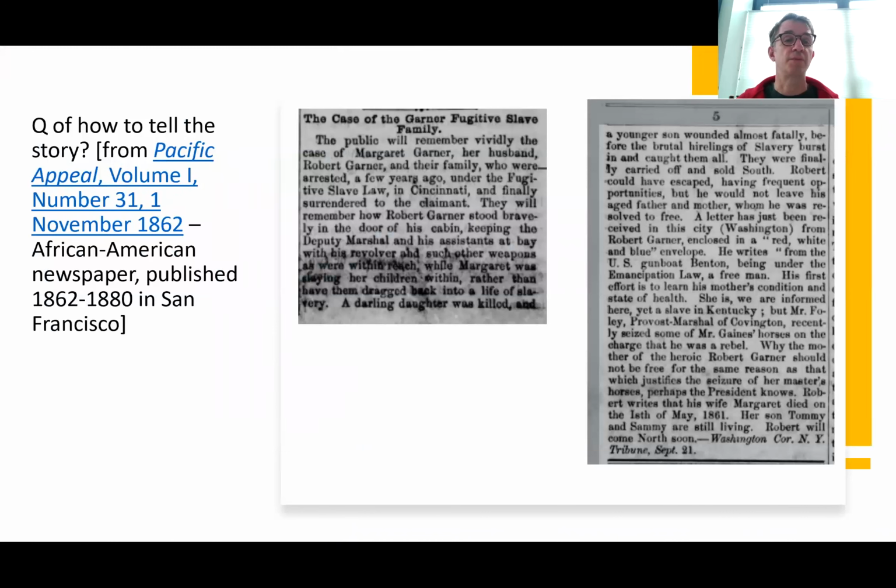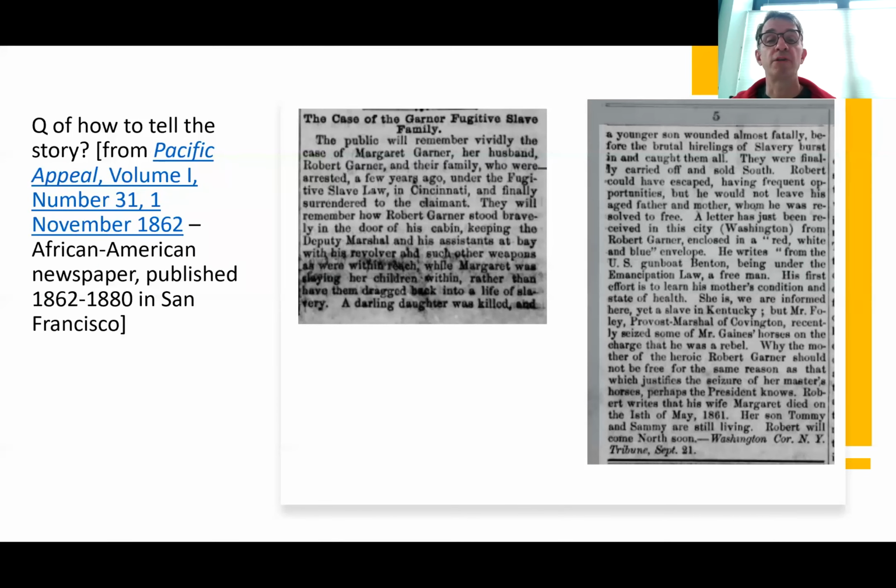This is from the Pacific Appeal from 1862. This is an African-American newspaper published 1862 to 1880 in San Francisco. So this is presumably a Black writer. And this version, if you pause the slide and decide you want to read this, is a story that concentrates on Robert Garner, her husband, here being called Robert, and his heroism.